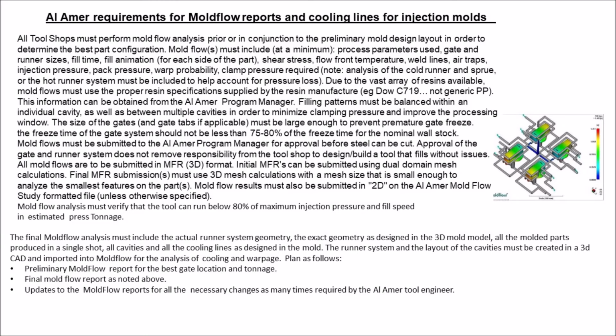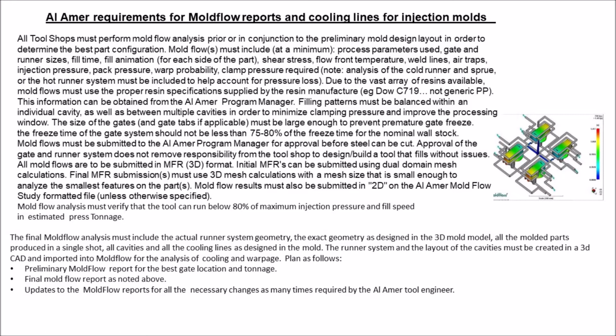All tool shops must perform mold flow analysis prior or in conjunction to the preliminary mold design layout in order to determine the best part configuration. Mold flow reports must include, at a minimum, process parameters used, gate and runner sizes, fill time, fill animation for each side of the part, shear stress, flow front temperature, weld lines, air traps, injection pressure, pack pressure, warp probability, clamp pressure required. Note, analysis of the cold runner and sprue or the hot runner system must be included to help account for pressure loss.